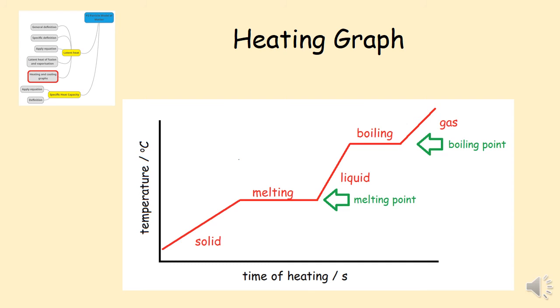When it's all changed into liquid, further energy supplied will cause that liquid to warm up, in other words to change its temperature again, until it reaches its boiling point, when the same sort of thing happens again. Energy is now supplied in order to boil the liquid, the temperature stays the same, and then once it's all boiled, it's now all gas, and supplying extra energy to the gas will make the temperature of the gas go up.